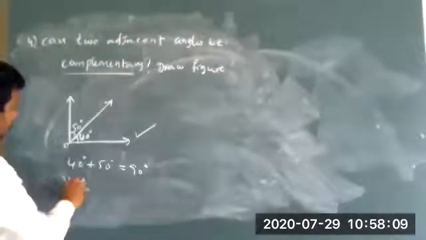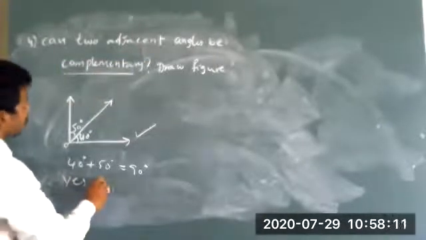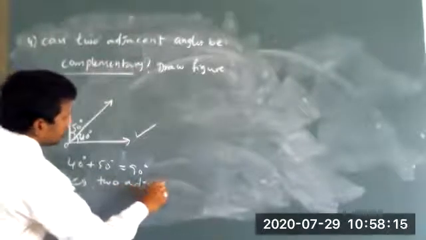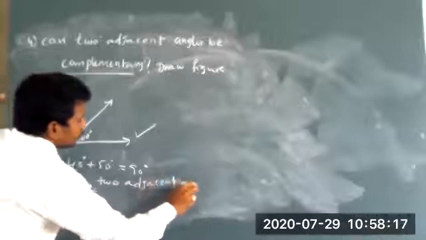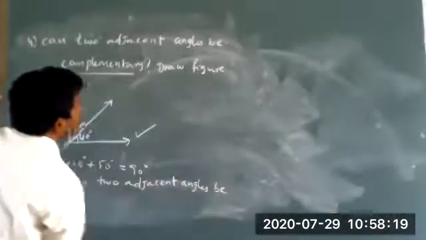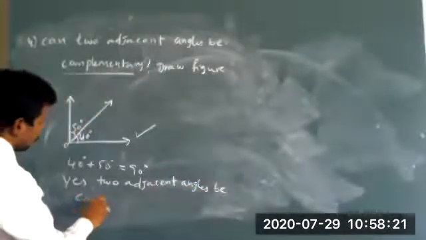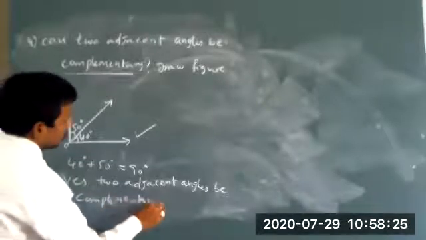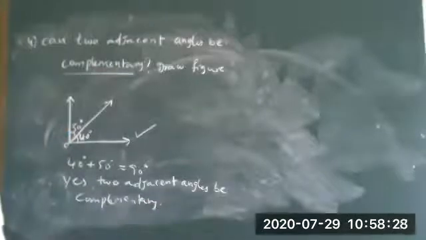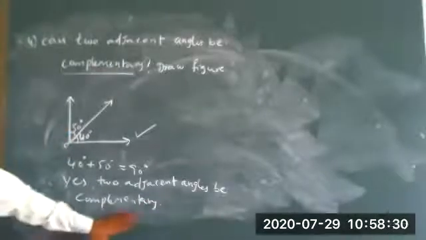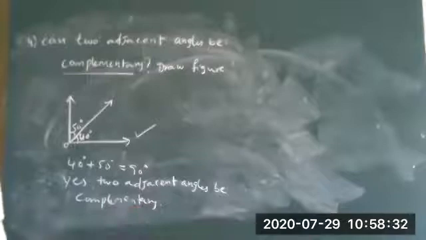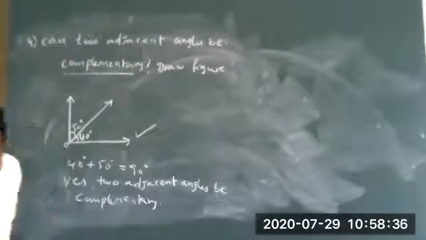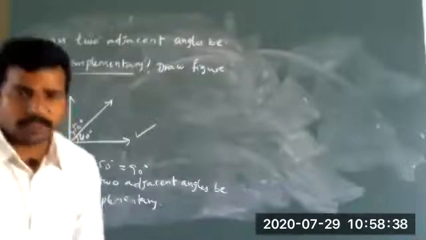Your statement is yes. Two adjacent angles can be complementary. It is the answer for the fourth question. Clear, children? So today's session is completed, children.